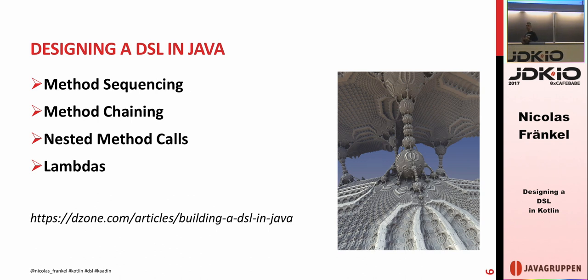In Java, you are fairly limited if you want to create DSLs. The basics is, you just do the sequencing, so you call the operations one after another. Then you've got method chaining, those kind of fluent things that are generally the hallmark of Java DSLs. So for example, instead of having setters, you've got with methods that return this, and then you can say with x, with y, with whatever. It's fluent. You can have nested method calls, you can have lambdas.